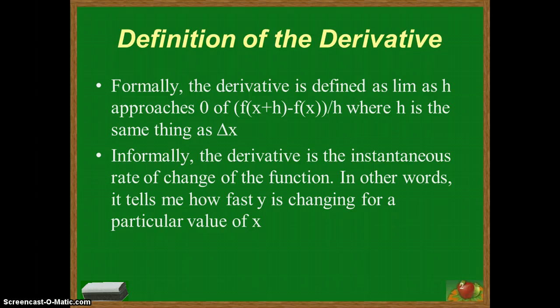Informally, the derivative can be thought of as the instantaneous rate of change of a function at a certain point. In other words, it tells me how fast y is changing for a particular value of x. So if I had a graph of distance versus time, and I wanted to know how fast the distance was changing at, say, 3 seconds, I could find the derivative of that function. And that would tell me the rate of change of d with respect to time, which we would call the instantaneous velocity.